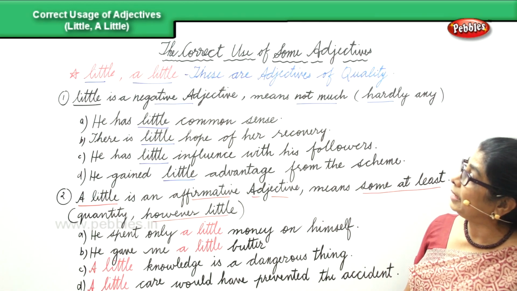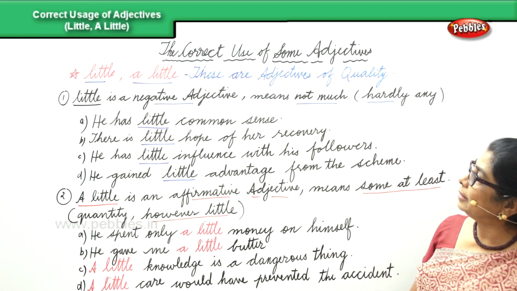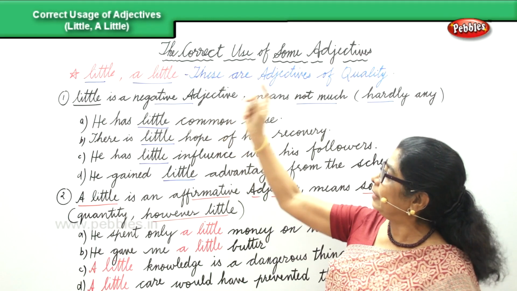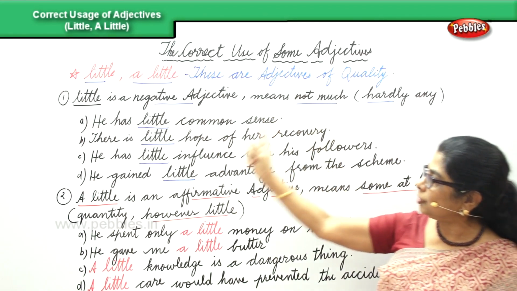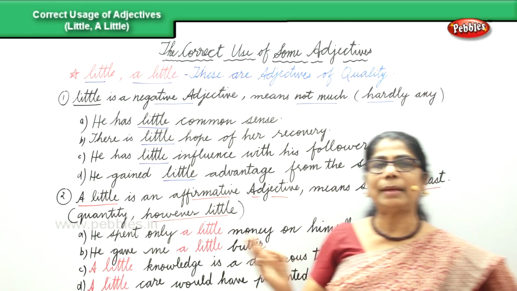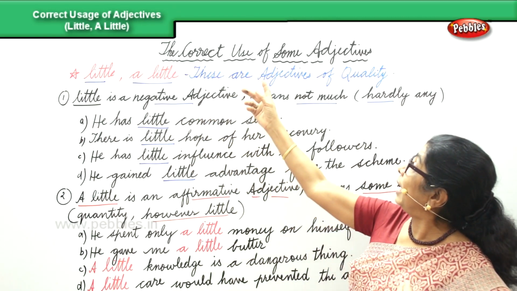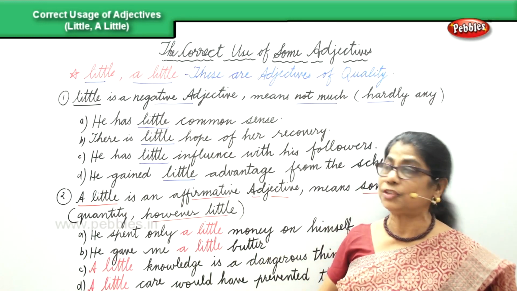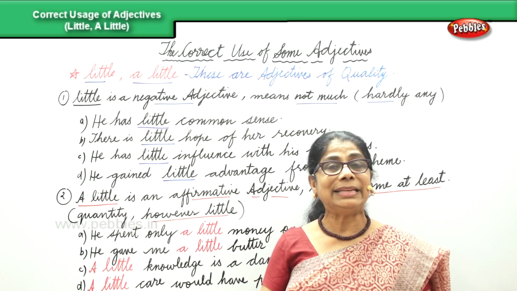So what did we see here? Little and a little are adjectives of quality. Little is a negative adjective and means not much. A little is an affirmative adjective, means some at least. So we saw how this adjective of quality and this affirmative adjective, a little and little, how it's used in sentences.